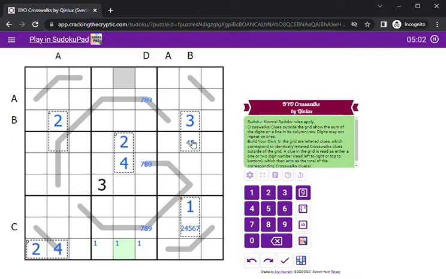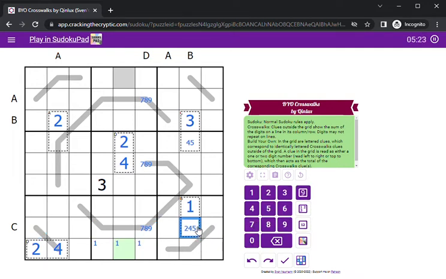But now that this is 34 or 35, the only way to make 35 in 5 cells is 98765. To make 34 is 98764. Both of those have a 6 and a 7 in them, so this cell cannot be a 6 or a 7.